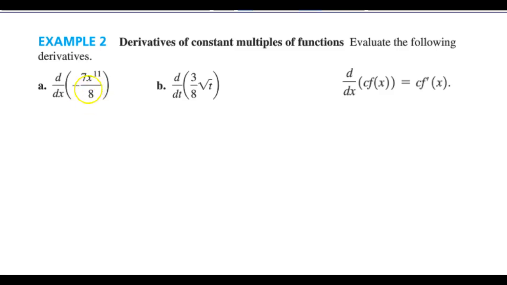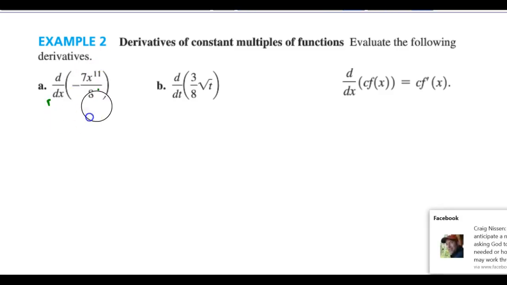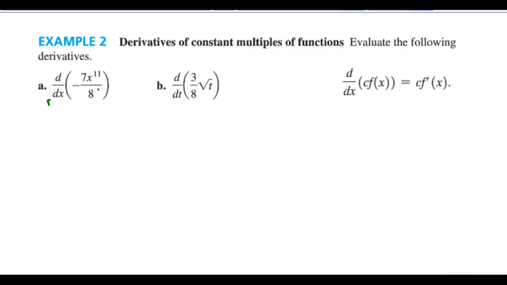So again, the book may want to take this negative 7/8 and have you pop it out. I'm not going to encourage you to do that. I don't do it. So I would go ahead and just take 11 times 7. Actually, that's a negative 7. So negative 77x to the 10th, decrease the exponent by 1, and the 8 just drags along.